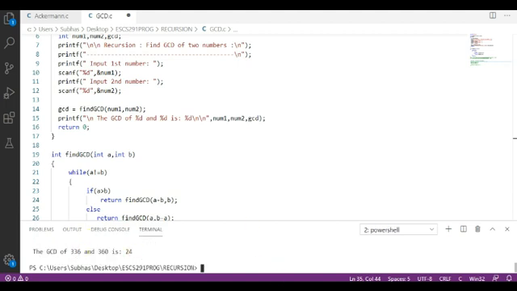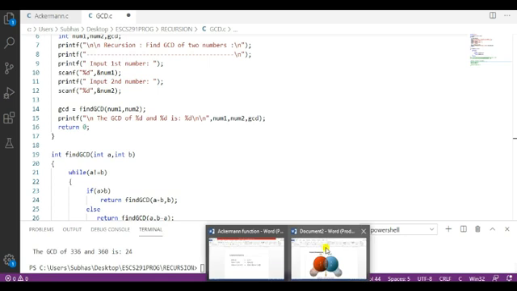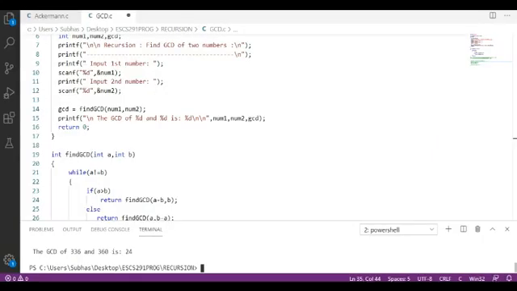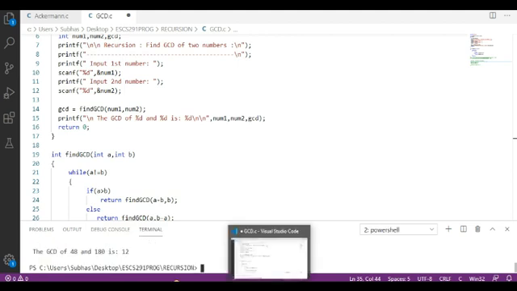It is right. Now take another example, 48 and 180, and the GCD is 12. Let me execute once again. One of the numbers is 48, and another number is 180. So the GCD will be 12, right? So this is my 12.